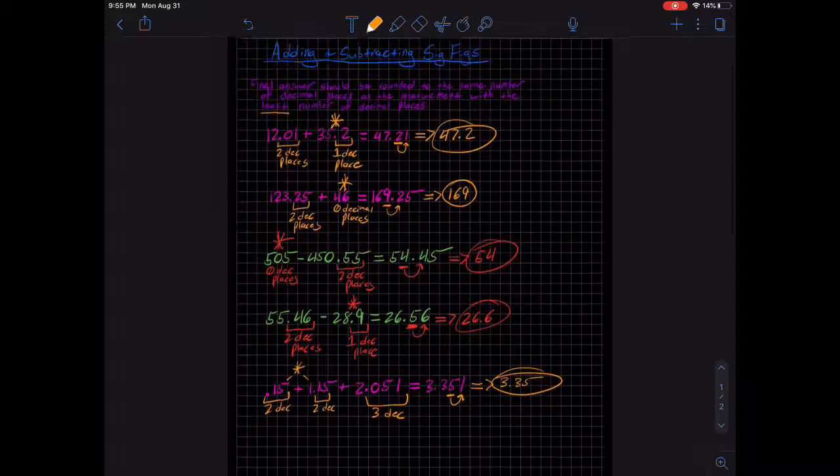So this is how you are going to be working with adding and subtracting sig figs. Hopefully this video helps you out some in understanding it. The more you practice it, the easier it's going to become over time.